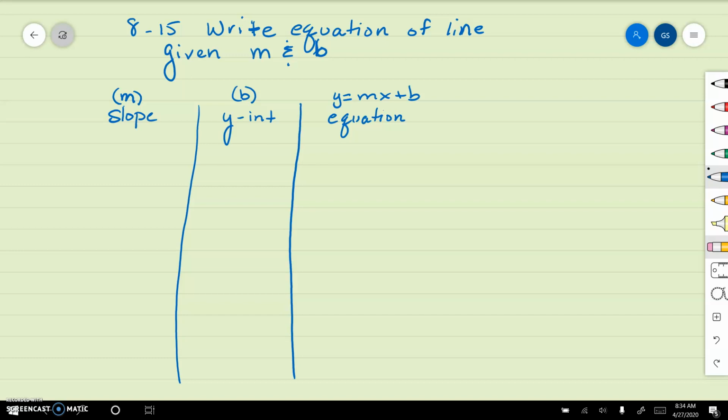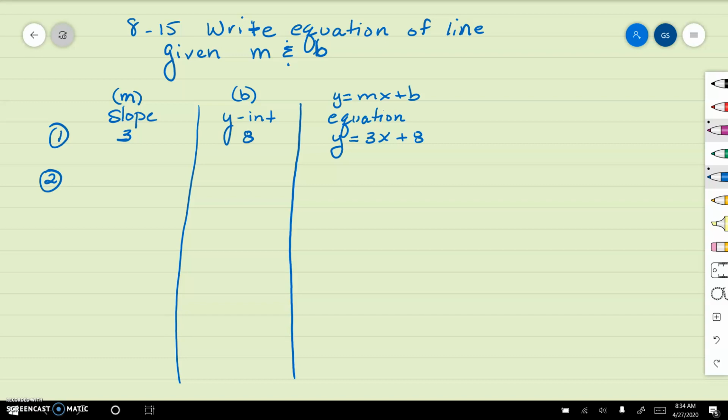So for instance, number one, if I'm given the slope of 3 and a y-intercept of 8, well, instead of writing y equals mx plus b, I would write y equals 3x plus 8. Okay? So all we're doing is we're given the slope and the y-intercept, and we're writing the equation of the line. All right, let's do another one.